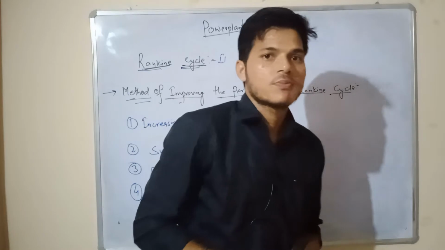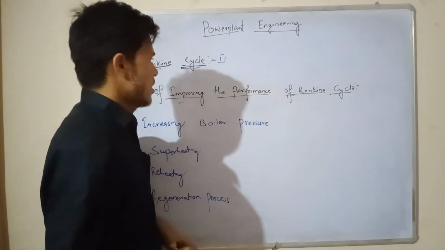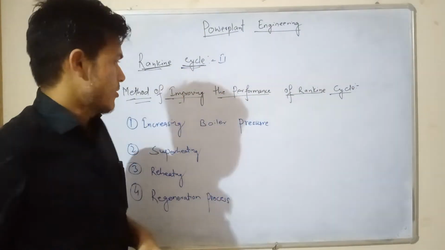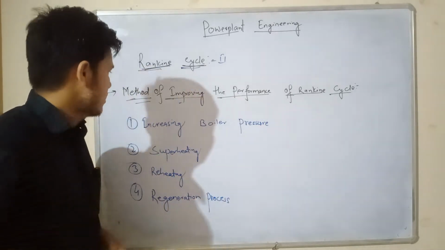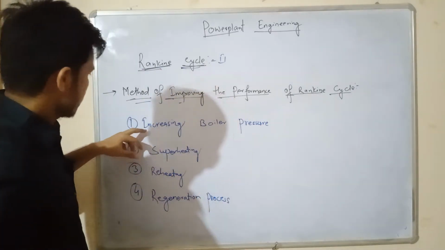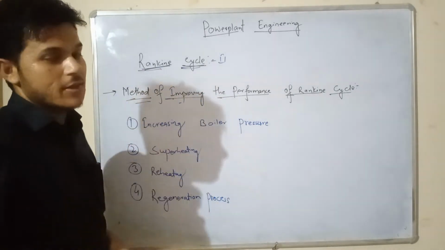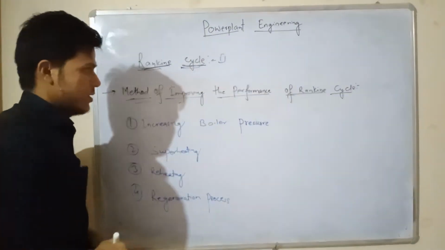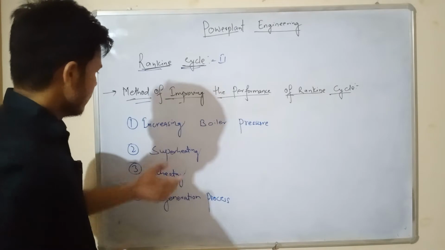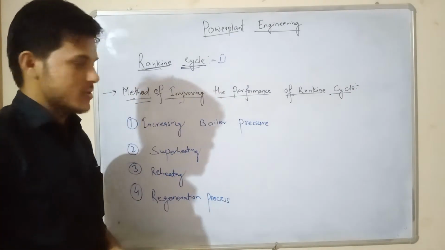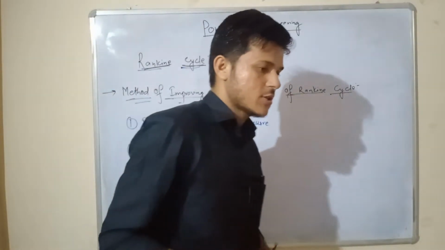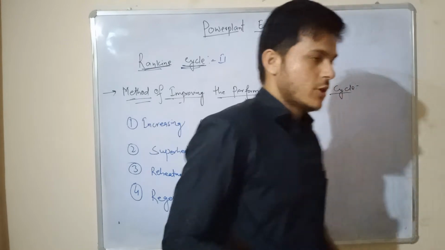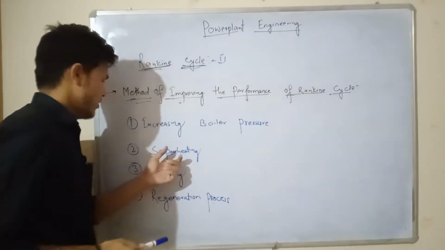How can we improve the performance? How can you increase the efficiency of the Rankine cycle? There are four methods. They are increasing the boiler pressure. By increasing the pressure of the boiler, we can increase the performance of the Rankine cycle. The second method is superheating. By superheating the saturated vapor, we increase the performance of the Rankine cycle.